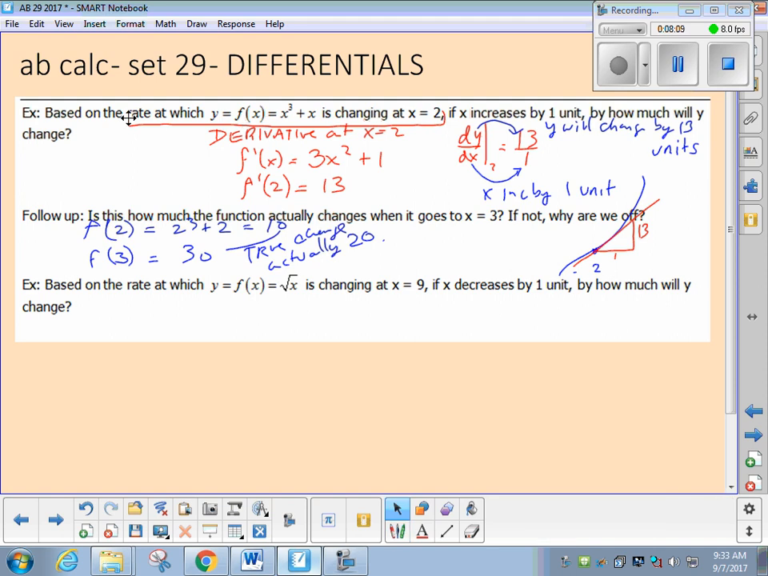First, though, consider this question. Try this one on your own. Based on the rate of change of that function at 9, how much would you expect y to change by when x decreases by 1? Try it on your own. See if you're following along. And if you're not, then that means I need to teach it better.